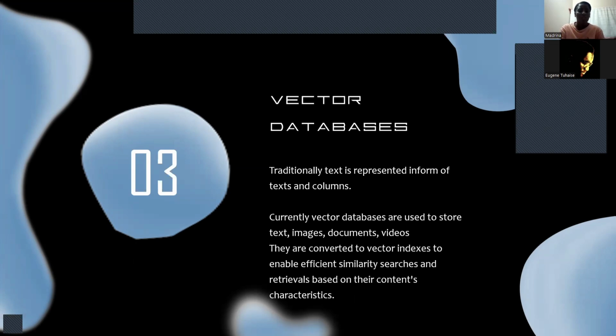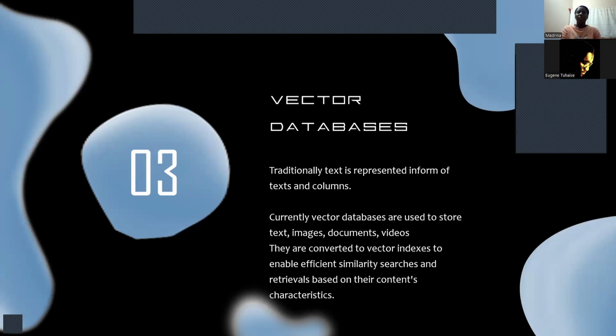The word databases itself tells you that this is storing and retrieving something. Traditionally, text was represented in form of text and columns. You store the values like that, and that's how you retrieve them, without being modified or manipulated. If you stored it as boy, it's going to come back as boy with no modification. But currently, vector databases are used to store text, images, documents, and videos. In this case, we do not just store the text the way it is. We convert them to vector indexes to enable efficient similarity searches and retrievals based on the content's characteristics.